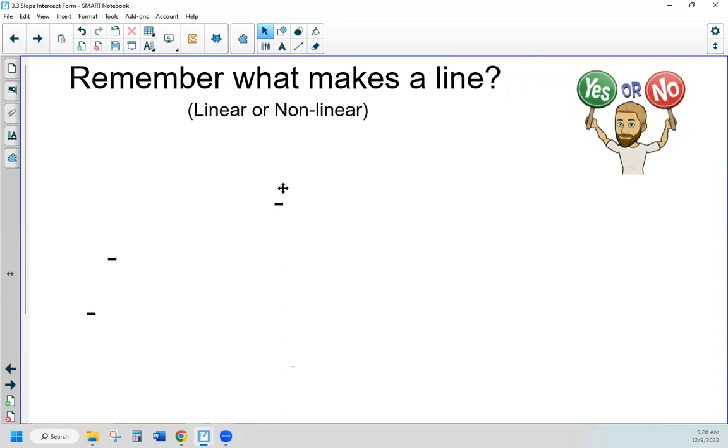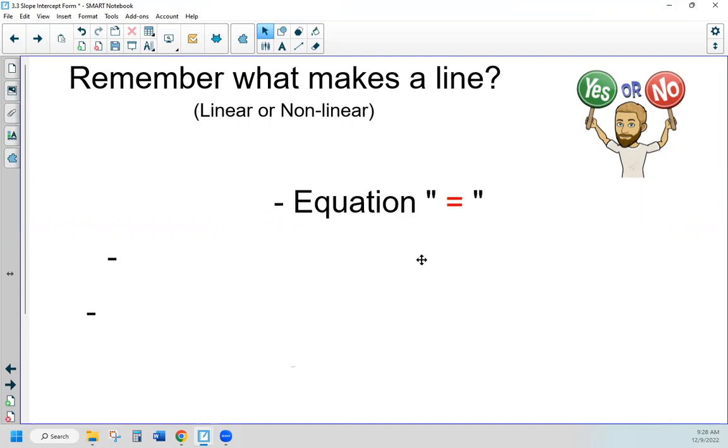The first thing I want to get in your brain is something that we've talked about in the past, which is, do you guys remember what makes a line? What are the things that make a line? Now, whenever you're thinking of that, think linear and non-linear. What makes something linear and non-linear? Hopefully this refreshes your mind. First, we need to have an equation, right? Now, if you were thinking, oh, what makes a line is points that are in a perfect straight slope, you're right. But in the sense of the equation part of it, what type of equation will make a line and which ones will not?